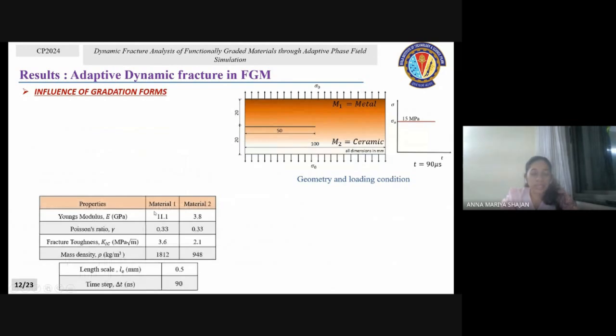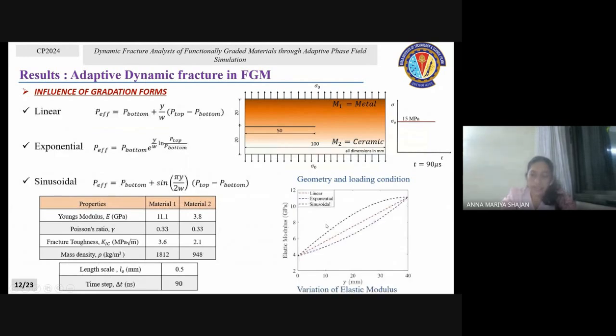Material one will be the metal and material two is the ceramic. And for the gradation form, I have used linear, exponential, and sinusoidal functions. These are the equations for that. And this figure shows the variation of the elastic modulus through the y-axis.